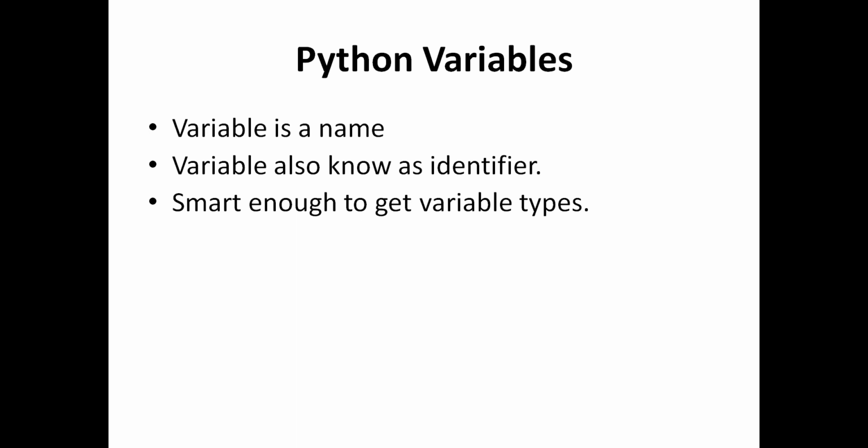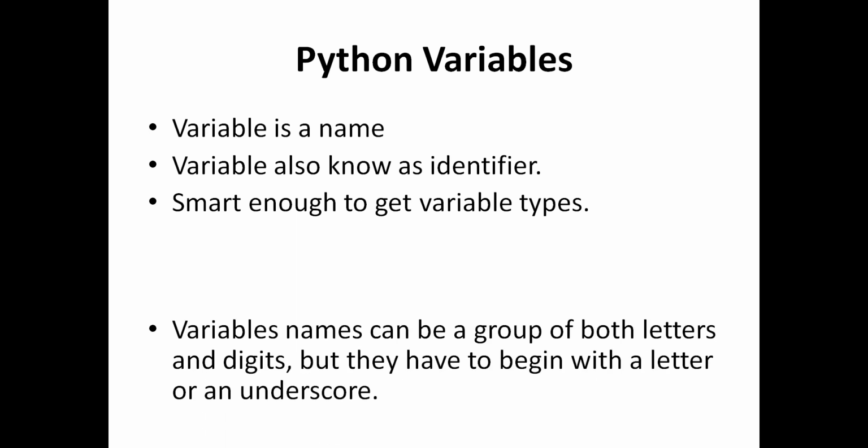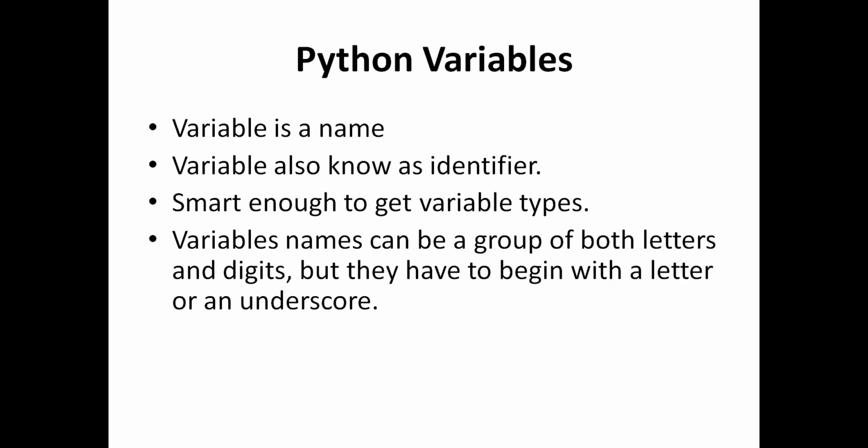Examples of valid identifiers we can consider are A123, _n, or _9, etc. Examples of invalid identifiers are 1A, 1 A N, percentage 4 N, and space 9. So these are the invalid identifiers. Variable names can be a group of both letters and digits, but they have to begin with a letter.